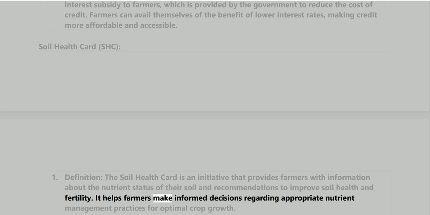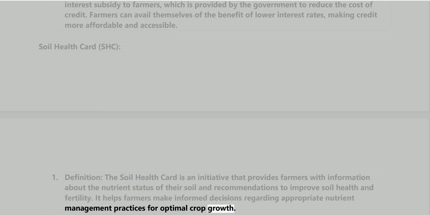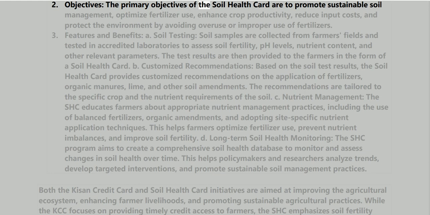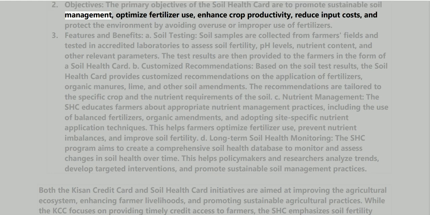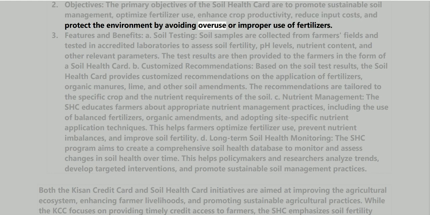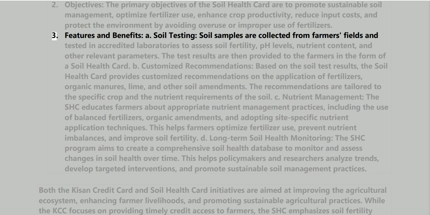It helps farmers make informed decisions regarding appropriate nutrient management practices for optimal crop growth. 2. Objectives. The primary objectives of the Soil Health Card are to promote sustainable soil management, optimize fertilizer use, enhance crop productivity, reduce input costs, and protect the environment by avoiding overuse or improper use of fertilizers. 3. Features and benefits. A.